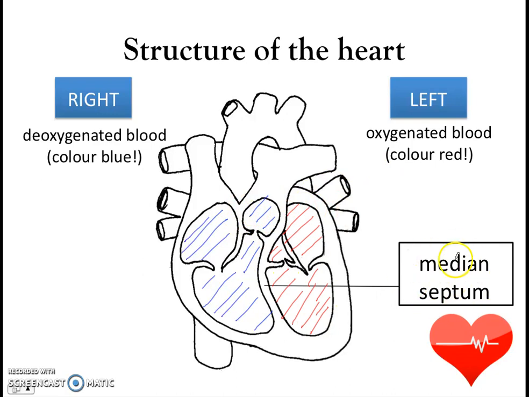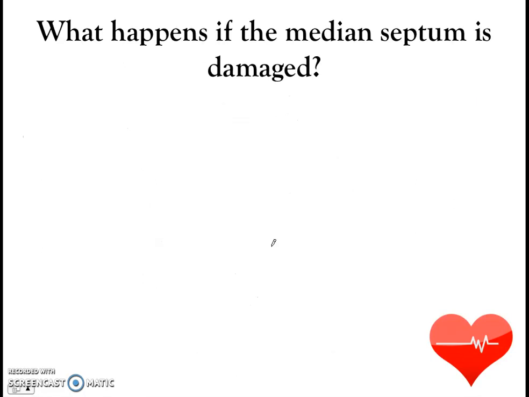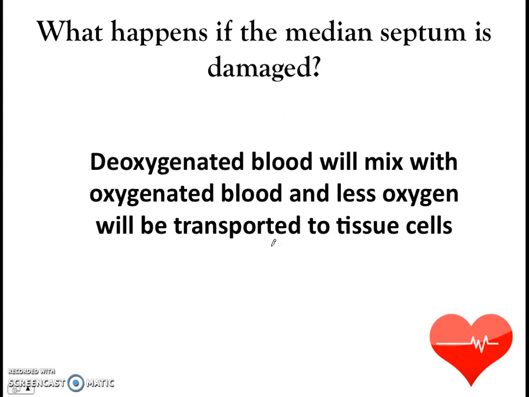And that's why the median septum is so important. If there was a hole in the heart, right, if there's a hole in the median septum, then the oxygenated blood and deoxygenated blood would mix together, and that would reduce the efficiency of transporting oxygen to the different parts of the body. So here's the question that we just talked about. What happens if the median septum is damaged? Well, deoxygenated blood would mix with oxygenated blood, and that would result in less oxygen being transported to the rest of our body, as we shall see later on. So this mixing of blood is no good.